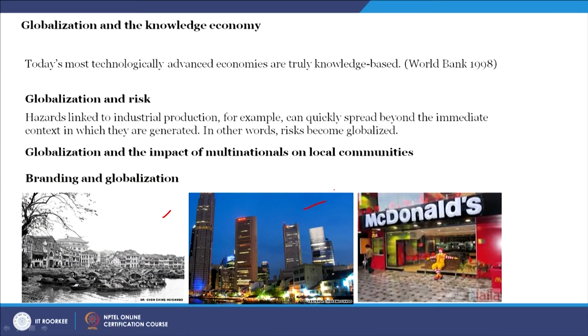Globalization and risk and hazards linked to industrial production, especially when, in the globalization process, something is produced in one country, packed in another country, and branded in some other country. In this whole process, if some risk happens somewhere, it spreads all over and has a bigger impact. Similarly, if any disease occurs somewhere, it spreads all over. So there is a potential of risks becoming globalized, and the globalization and the impact of multinationals on local communities.